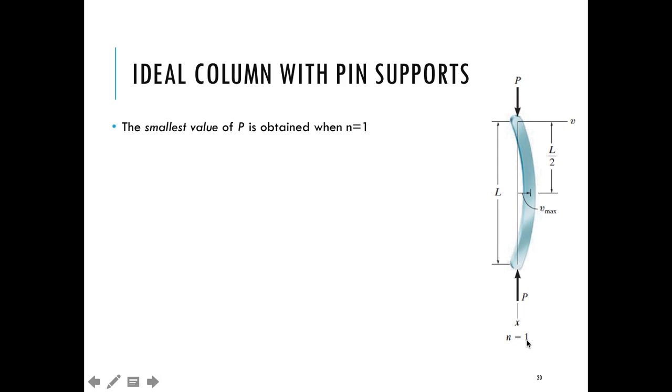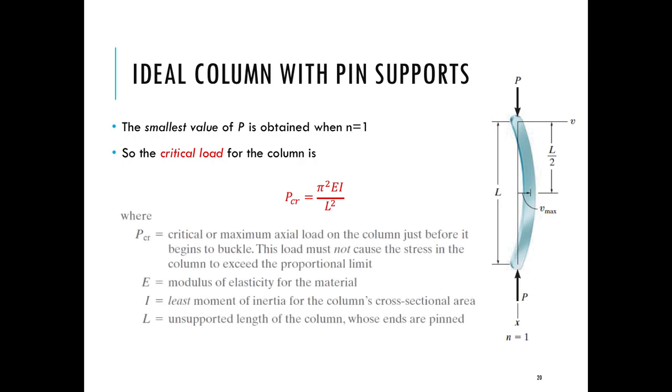Now, of course, the smallest value of P is the one for which buckling already occurs, and the smallest value occurs when n is equal to 1. So that is the critical load for our pin-pin column, basically. So when the load reaches this P critical, which when we substitute n equals 1, we get this expression right here, pi squared EI divided by L squared, then the beam will come on the verge of buckling, basically.